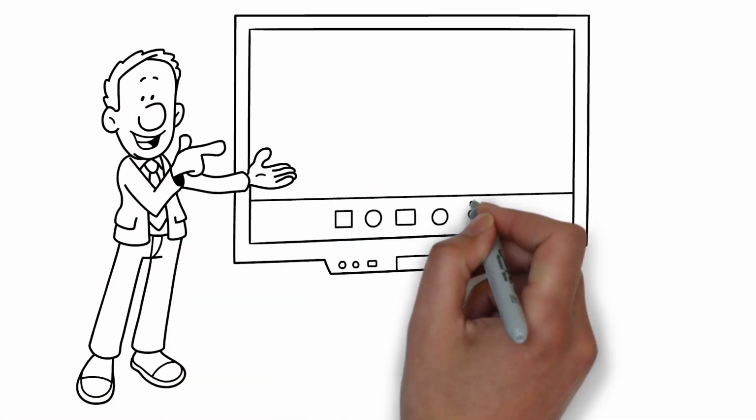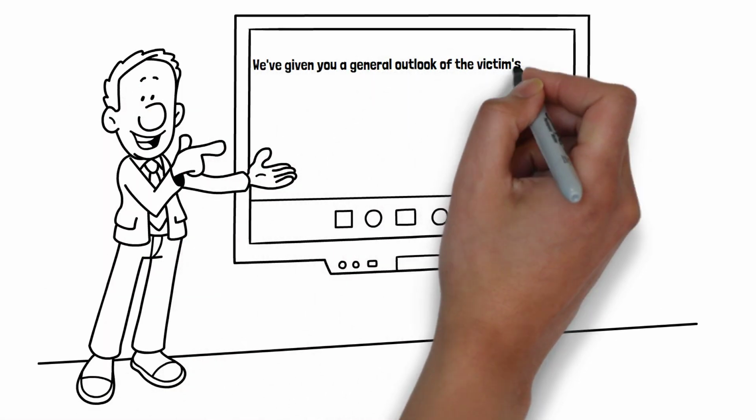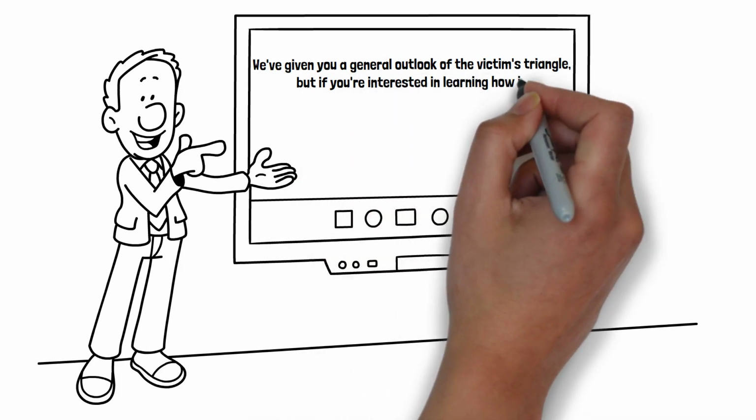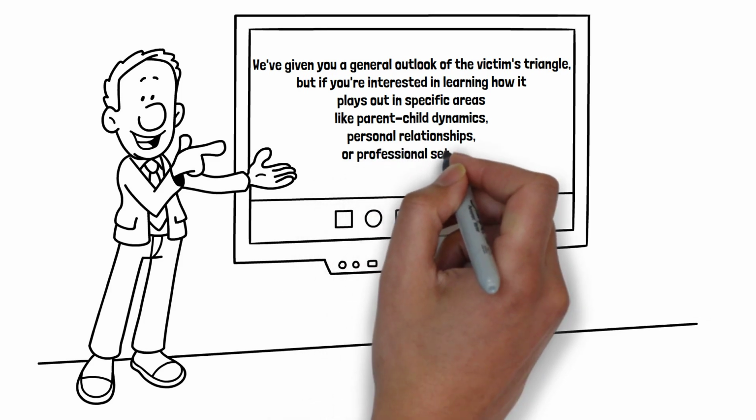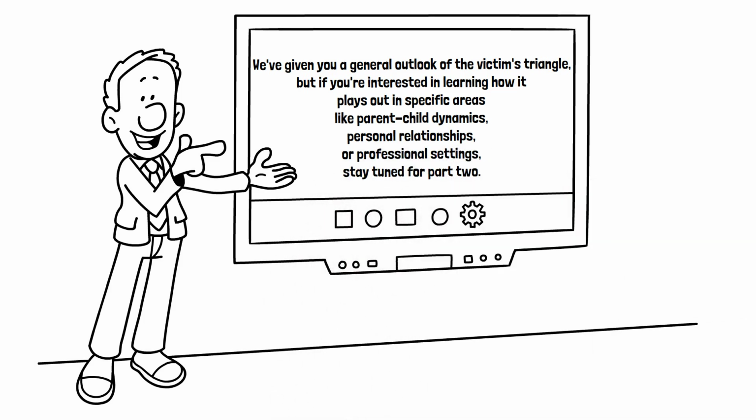All right, everyone, we've given you a general outlook of the victim's triangle, but if you're interested in learning how it plays out in specific areas like parent-child dynamics, personal relationships, or professional settings, stay tuned for part 2.